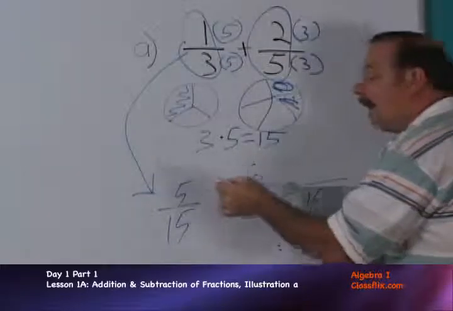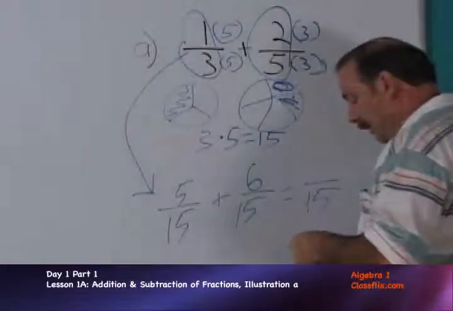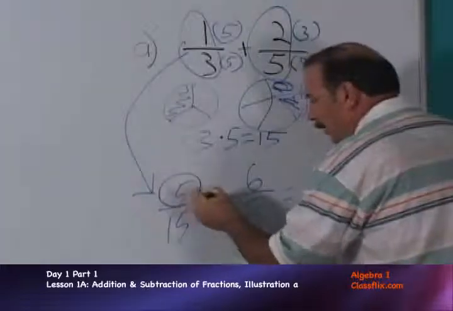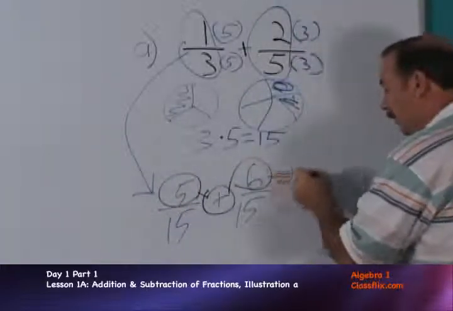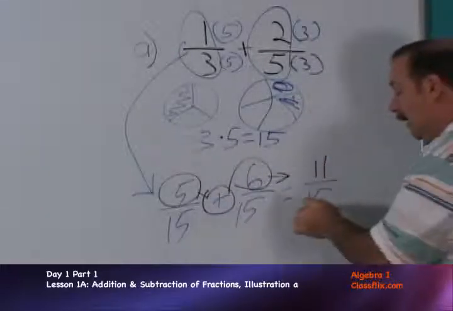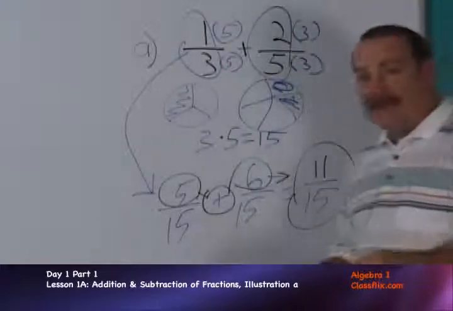So now all I have to do is add the numerators. The numerator 5 plus the numerator 6 equals 11, does it not? 5 plus 6 equals 11, and this is my final answer, 11 over 15.